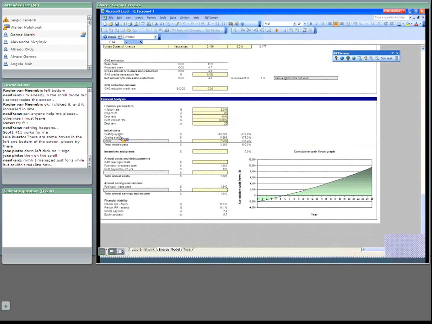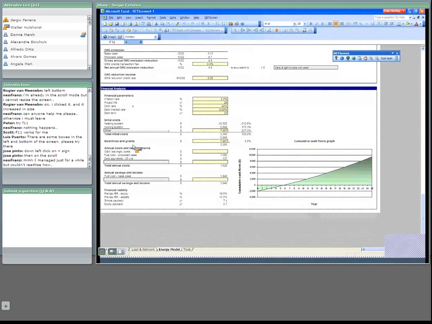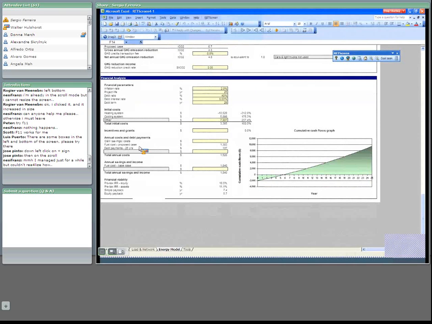The costs that we entered for the additional costs for the heating and cooling systems are shown here. These are then balanced with the annual costs, both the running costs, the fuel, and the debt payments for your loan. These will be balanced with the annual savings and income. The savings will basically be the fuel costs that you will save from changing from oil to electricity.